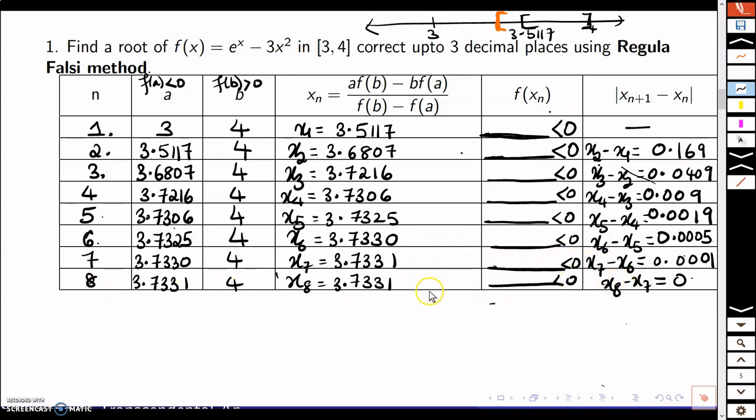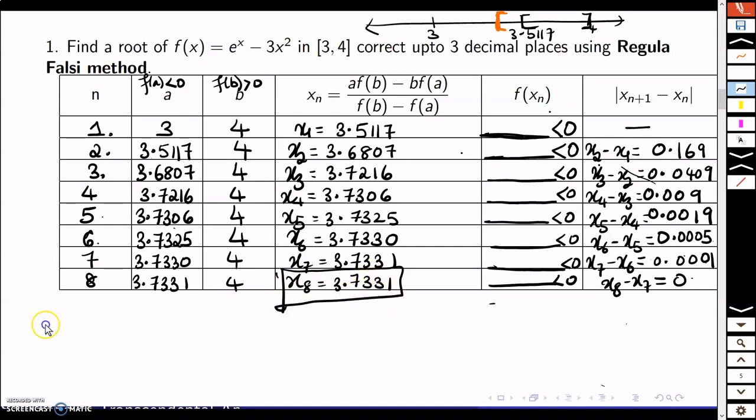You can see that at the 8th iteration the difference between the consecutive approximate roots becomes 0, and on the 7th iteration the difference is 0.0001, exactly what we wanted. So we need one step less than that, and that's why I had to move to one more step. Okay, so the approximate root which is required in this example is the x8 approximate root that we obtained.